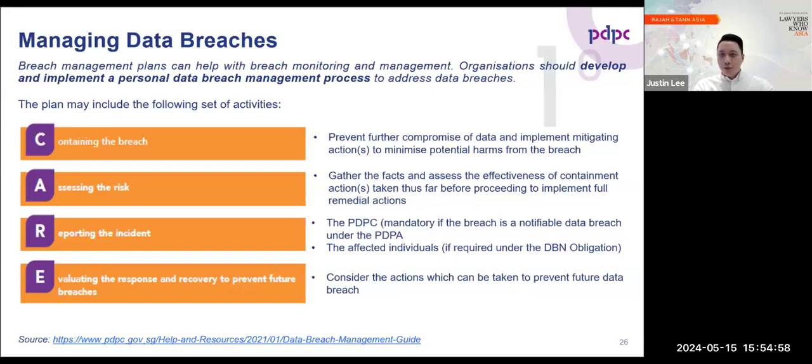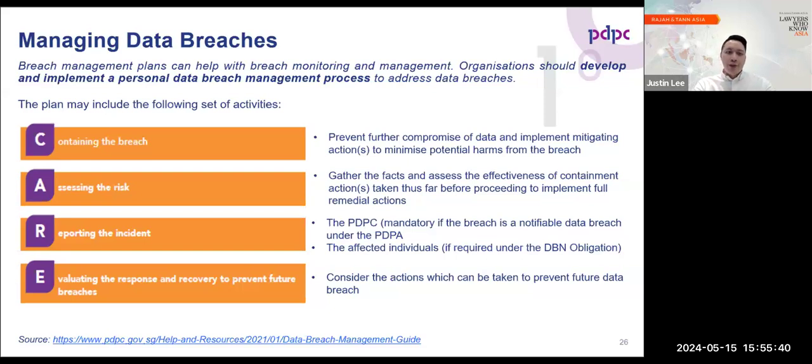Next, reporting the incident. So this refers to two things. I think this refers to the mandatory data breach notification obligation under the PDPA, which includes notifying both the PDPC and the affected individuals if required based on the notification thresholds. But also broader than that, is there anybody else that you need to report to? Is there a contractual obligation for you to report this to certain customers, to certain business partners if you're processing their data, to a stock exchange, for example, if you are a listed company, or some other regulator if you're regulated by some other entity like the MAS, for example.